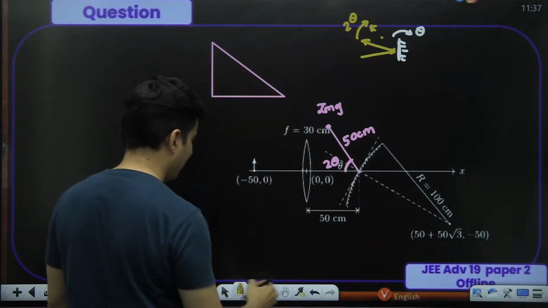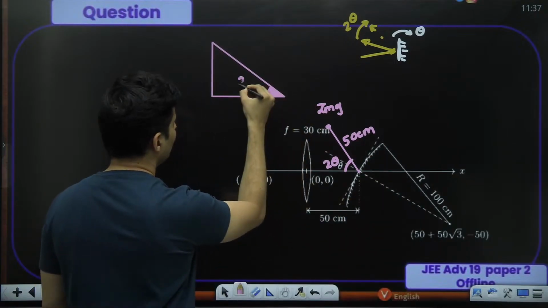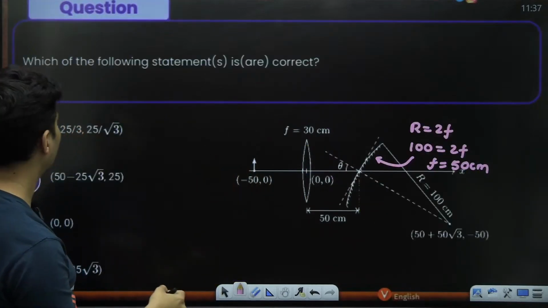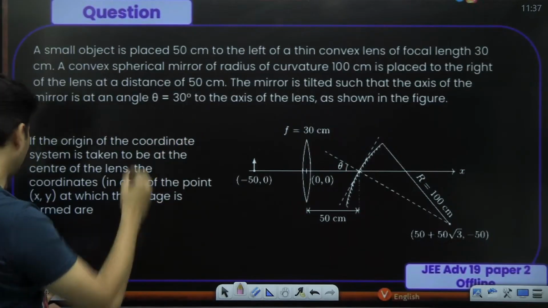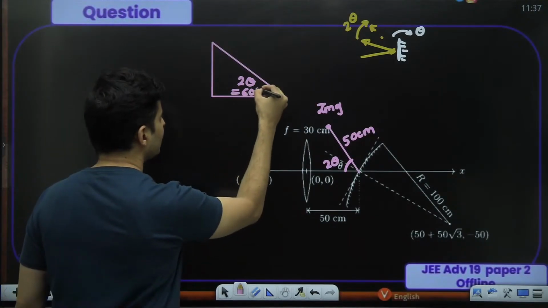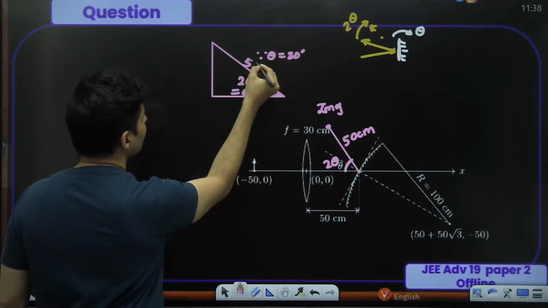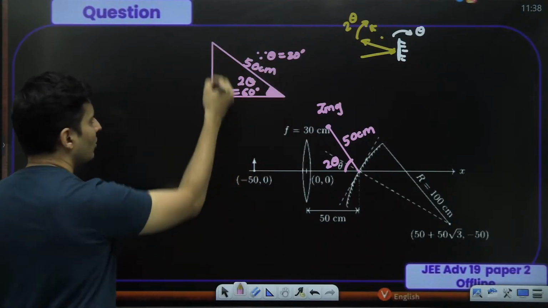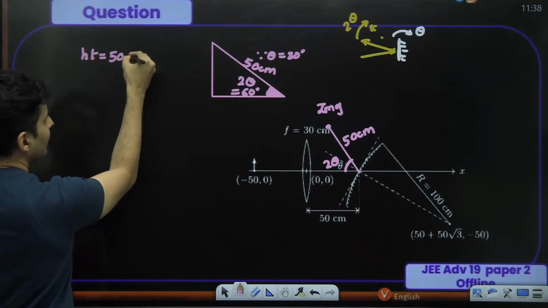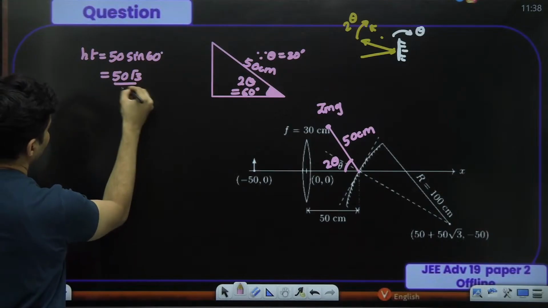Where this angle is basically 2 theta, but theta itself is given to me. How much is it? Somewhere it is given. Theta is 30, so 2 theta will be nothing but 60 degree, since theta itself was 30 degree. This is 50 centimeters. So what will be the height? The height of this will be 50 sine 60, which is 50 root 3 by 2.